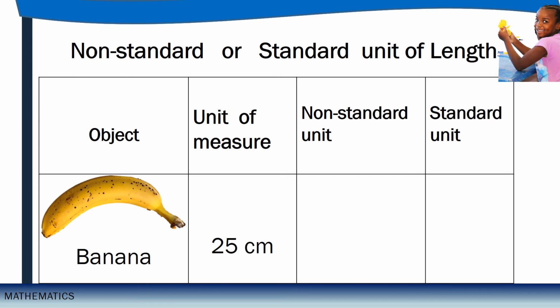Some grade 2 students were asked to measure the length of the following objects: a banana, their dad's shoe, a box of juice, and a tube of toothpaste. Nale measured her banana and got 25 centimeters. Now I want you to tell me if 25 centimeters is a non-standard unit or a standard unit.